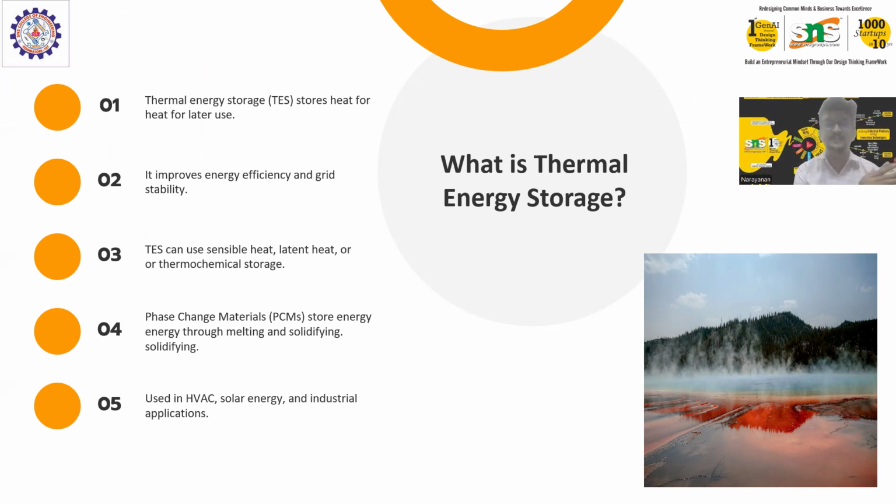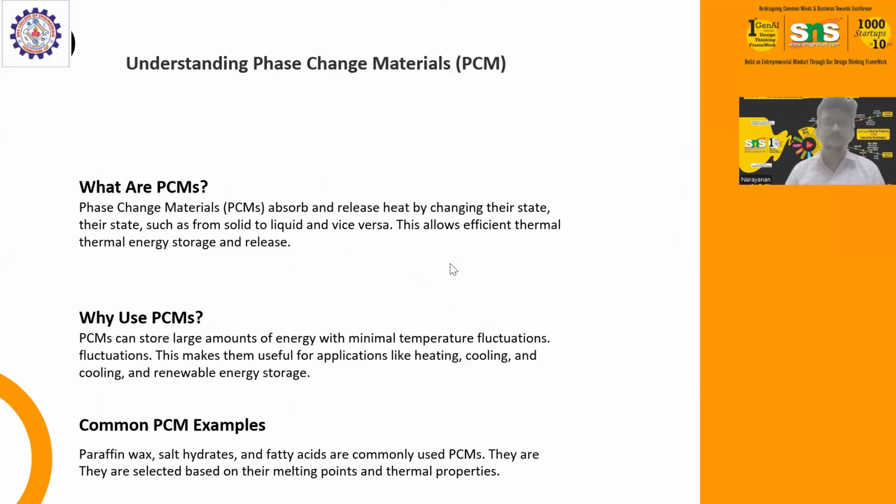So phase change materials are used for storing energy through melting and solidifying. So it can be easily solidified and easily melted. It is used in HVAC, that is heating, ventilation and air conditioning, solar energy and industrial applications. So what are PCMs? Phase change materials, as I already told, absorb and release heat by changing state.